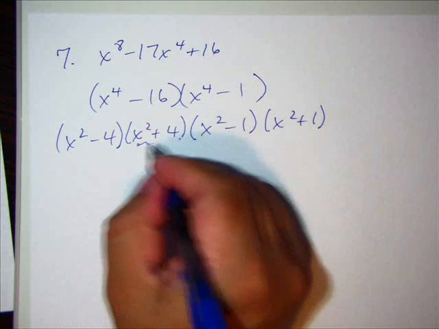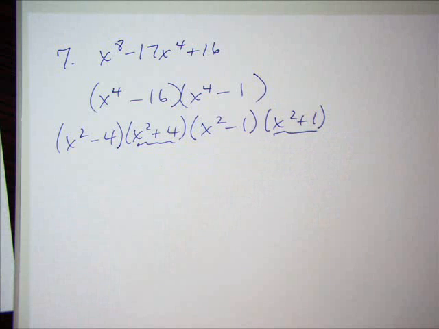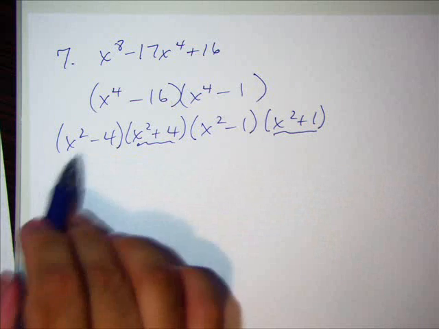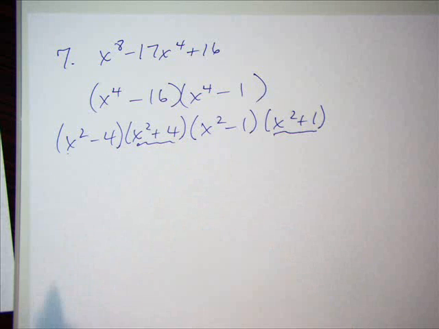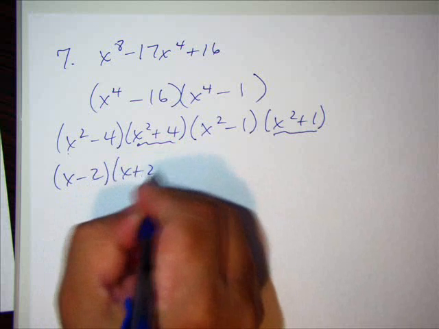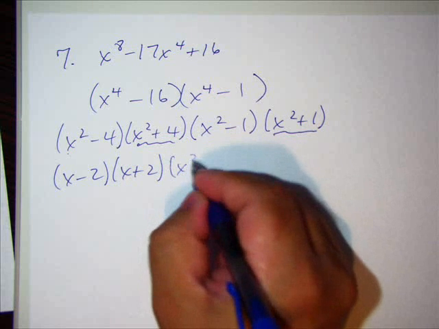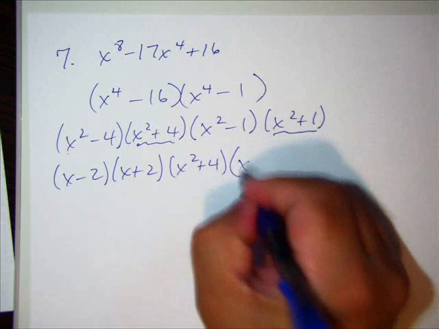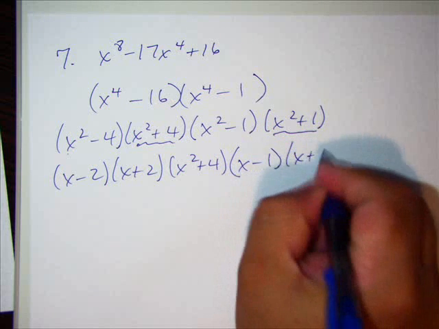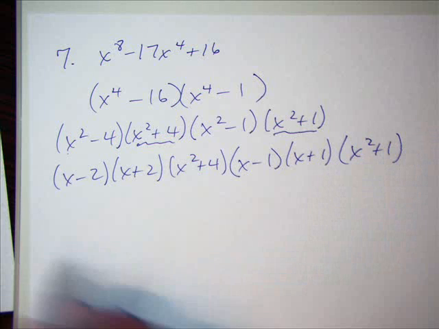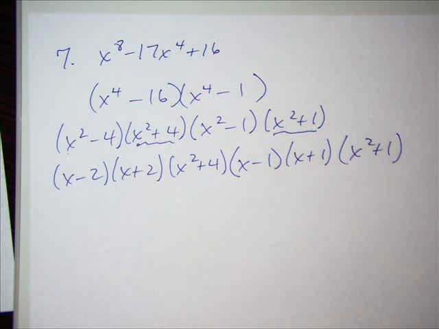These two, x squared plus 4 and x squared plus 1, cannot be factored any further. I'm going to move those to the end. X squared minus 4 and x squared minus 1 can be factored. So we say x minus 2, x plus 2. I'm copying the unfactorable one. Factor x squared minus 1, x minus 1, x plus 1. Copy the unfactorable one. This is the final answer for number 7.